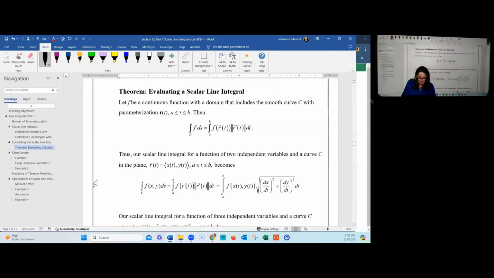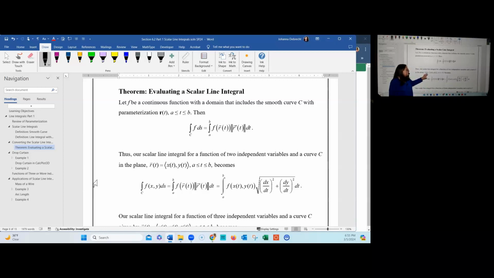This gives us the evaluation of a scalar line integral, the integral over the curve C of f ds, as the integral from a to b of f of r of t times the magnitude of r prime of t dt. The integral on the right is an integral of a function of a single variable, a la calculus 1. The integral on the left is a scalar line integral where we're cutting up a curve and we're integrating along the curve with respect to the arc length.